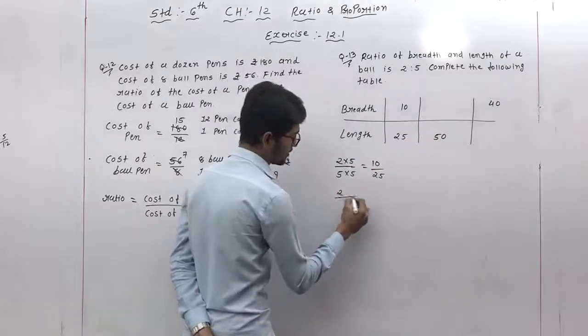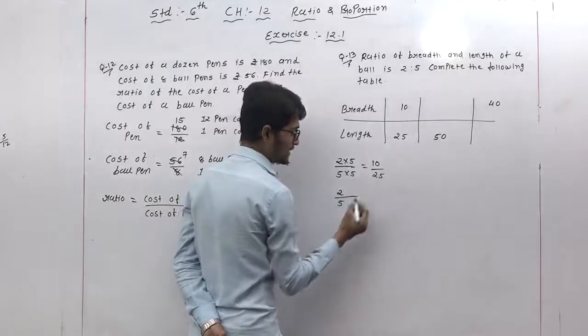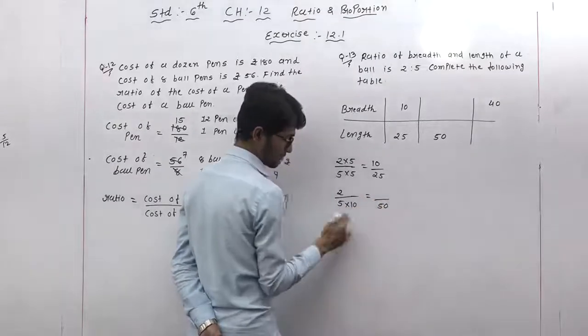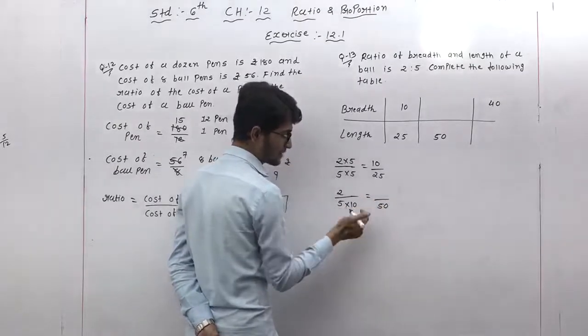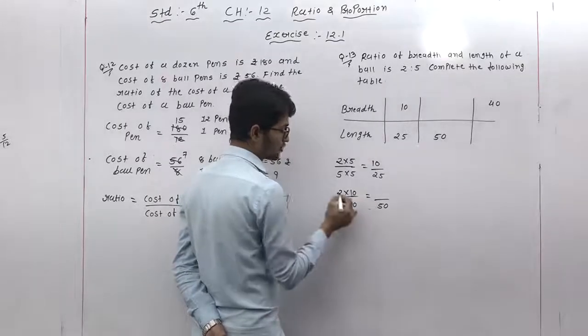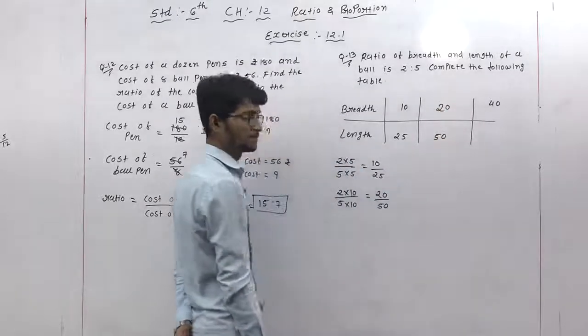So again 2 is to 5, it means 2 by 5. But here the denominator is 50. It means multiply by 10. Denominator is 50, so 5 multiplied by 10 is 50. So the denominator is multiplied by 10, so the numerator is also multiplied by 10. So 2 multiplied by 10 means 20. So our answer here is 20.